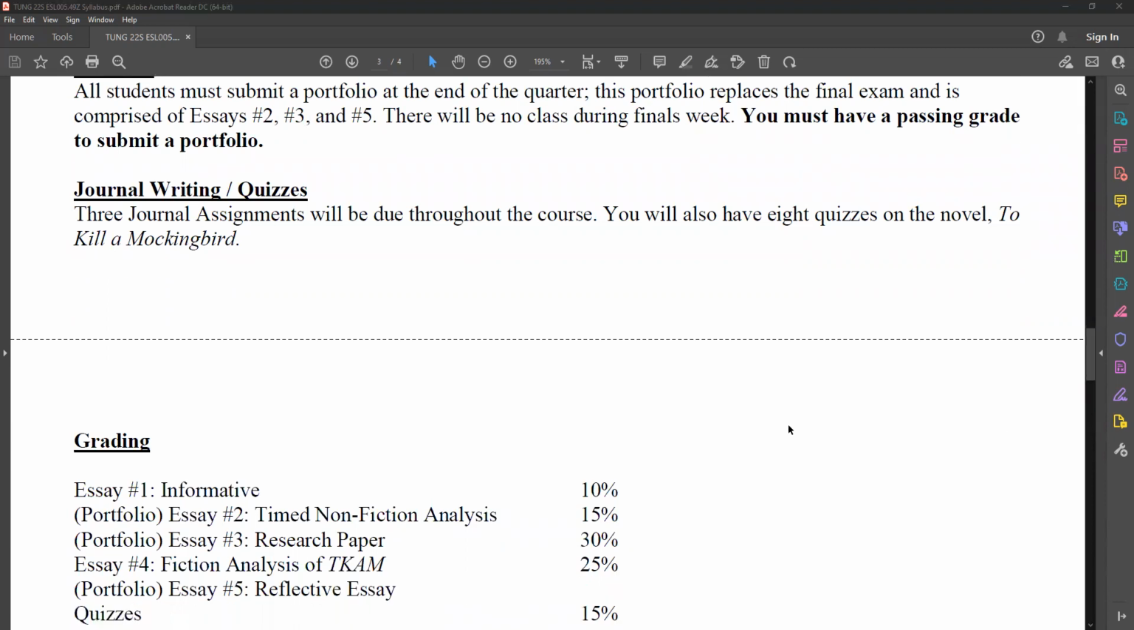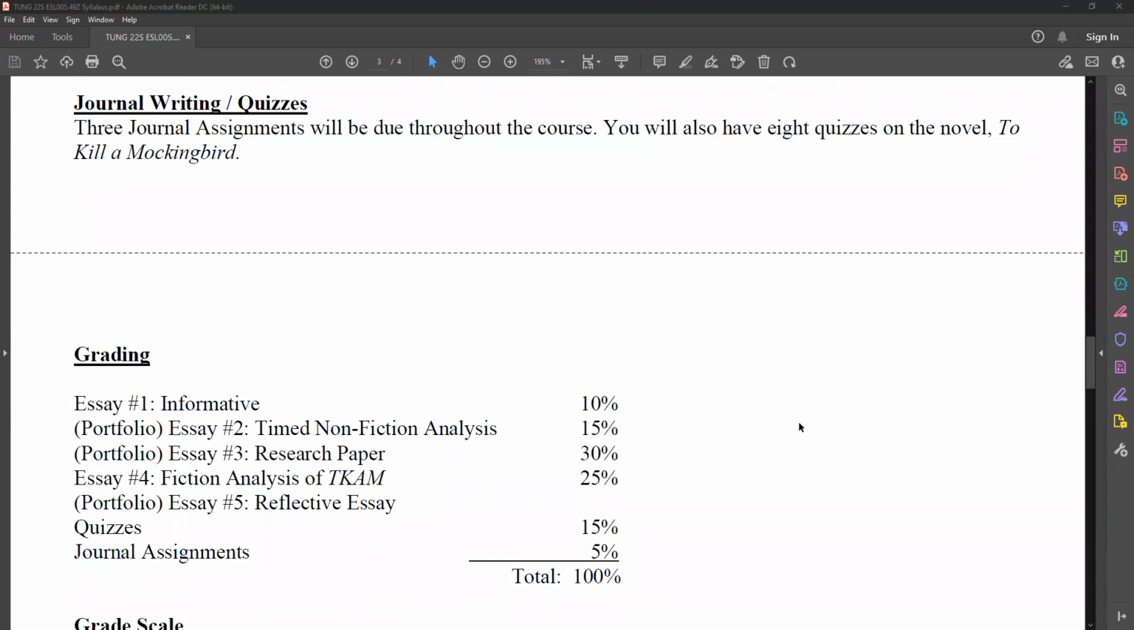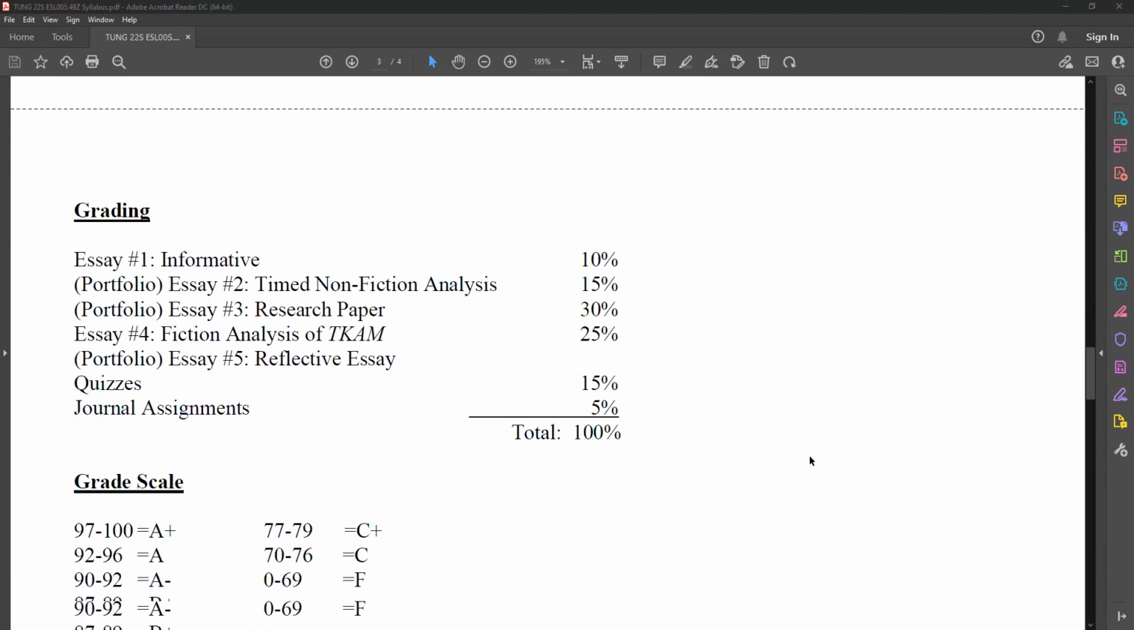Journal writing and quizzes. We will have 3 journal assignments throughout the course. They're all related to our novel, To Kill a Mockingbird. And then you also have 8 quizzes. They're going to be weekly quizzes that you can take on your own on Canvas. And then grading.